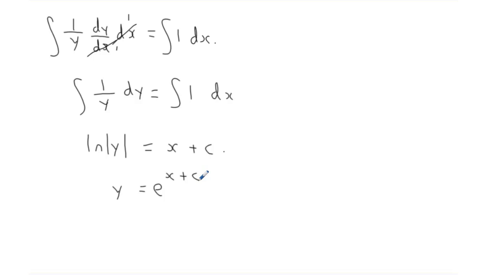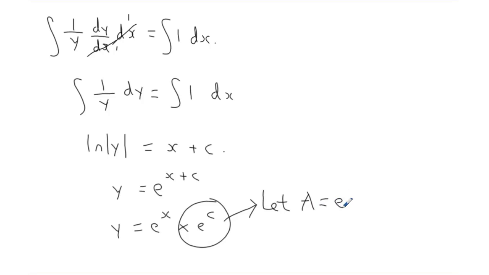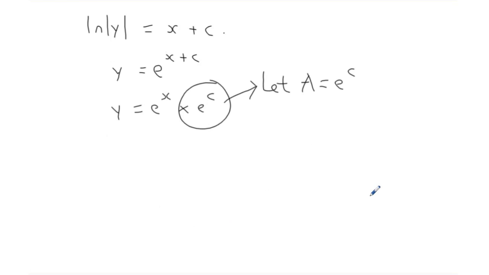If we look at that, we can call that e to the x times e to the c. y equals e to the x times e to the c. And then we're just going to call e to the c A. So let big A equal e to the c. So then the general solution is y equals A e to the x. General solution is y equals A e to the x.